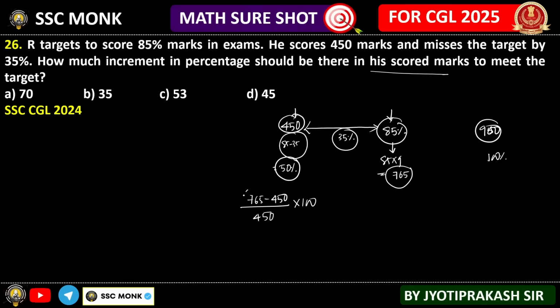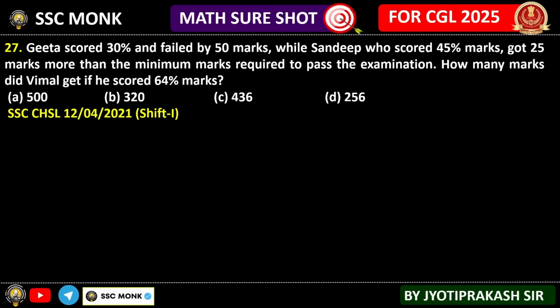That is 450. Into 100 will get me the percentage amount. How much is required on his current amount, so that it will give me the increment percentage. So 765 minus 450 is equal to 315, into 100 by 450. 0 0 gone. 9 5s are 45, 9 7s are 63, 315 into 2 by 9, 35 into 2 is equal to 70. So what is the increment in percentage required? 70%. Answer option A.